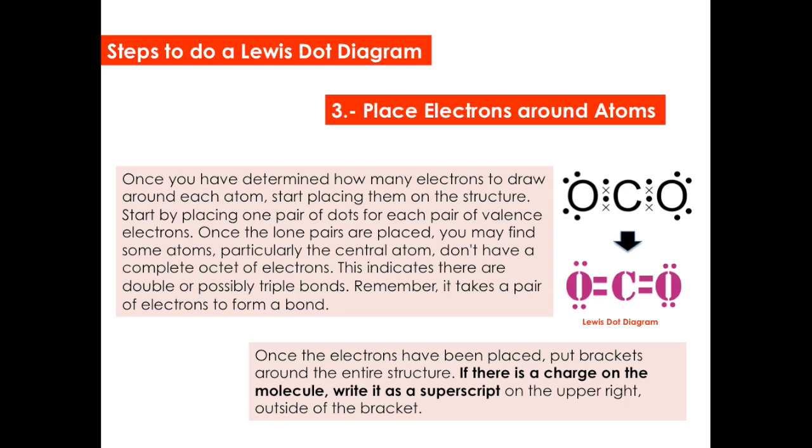Once the electrons have been placed, in some cases you need to add brackets around the entire structure. If there is a charge on the molecule, write it as a superscript on the upper right, outside the bracket.